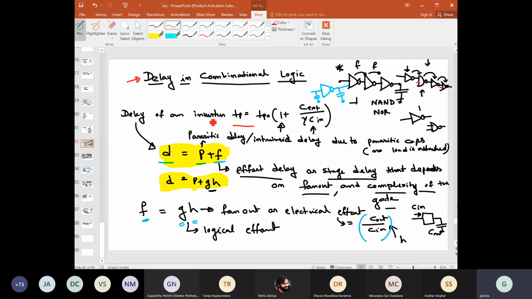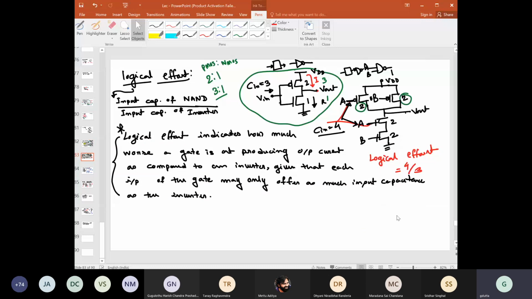We have also seen that this F, the effort delay, can be written as G into H, where G is the logical effort and H is the fan out or electrical effort. The electrical effort H can be simply estimated as the output load capacitance divided by the input load capacitance.